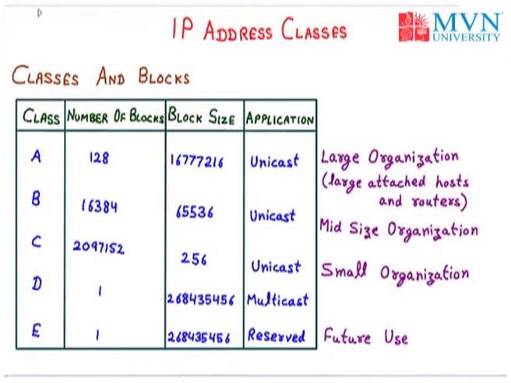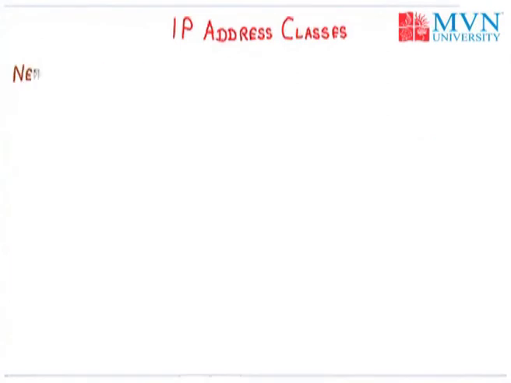We have taken only class A, B, and C for our use in the LAN as well as any local area network or any other network. So class A, B, and C are the main focus. Now these three classes are further divided into net ID and host ID. So the next topic is net ID and host ID.